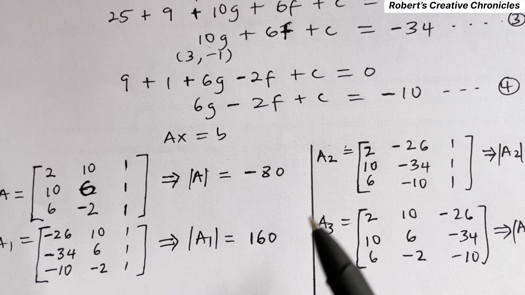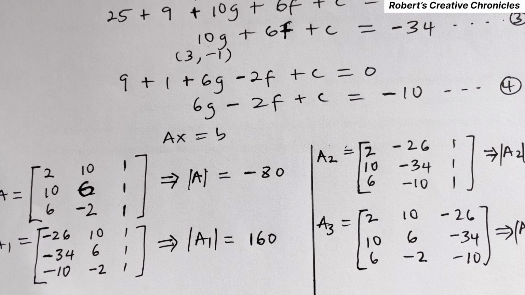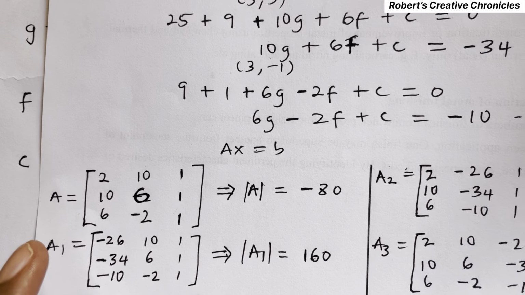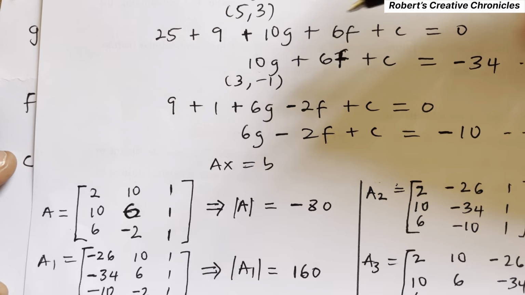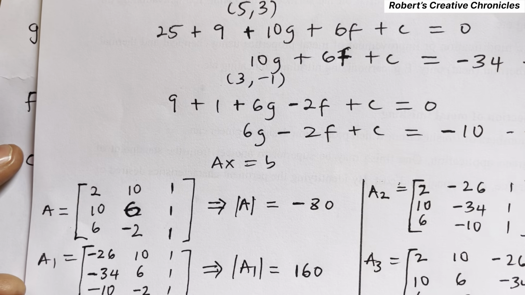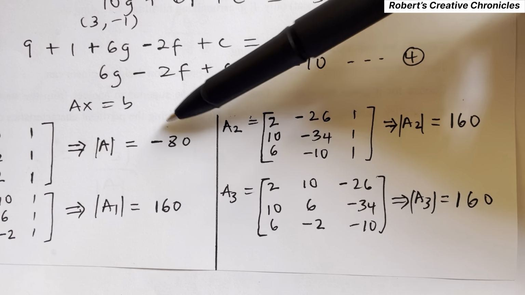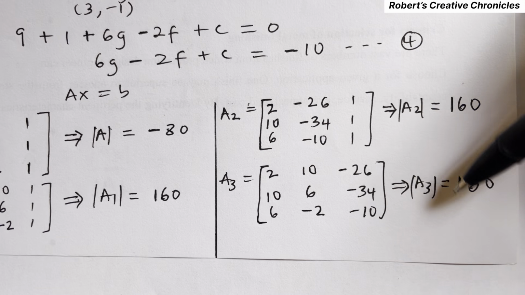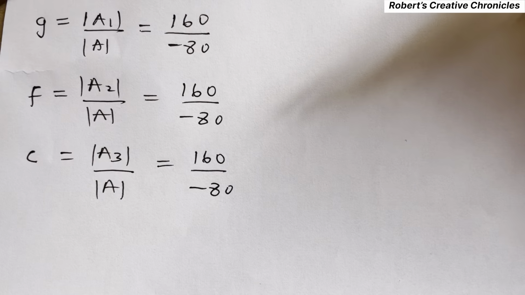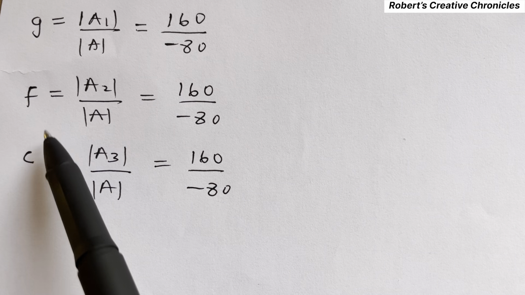So we'll now find G, F, and C. To find G, which is the first variable, it will be the first A1 determinant divided by this. Likewise, to find F, which is the second variable, it will be this over the original determinant. Then C is this over the original determinant, which is shown here. This is for G, this is for F, and this is for C.